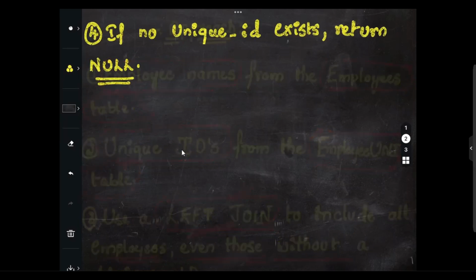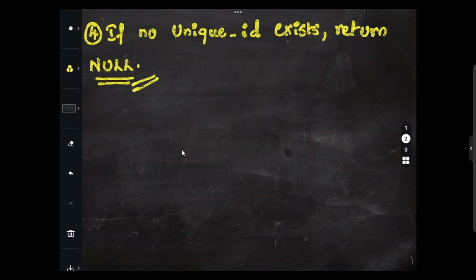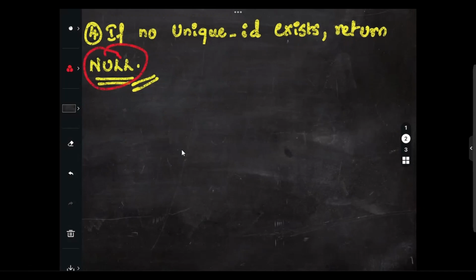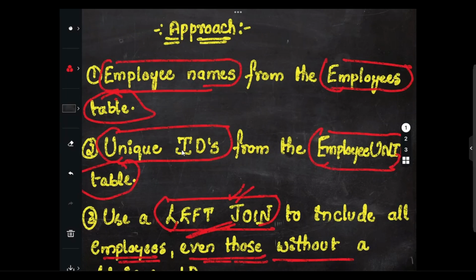So let's come to the final step here. This is important. If no unique ID exists, then we have to return null. They have clearly mentioned this in the question, and we have discussed this multiple times. I hope this is completely clear. This is the approach that we will be going with, and I hope the approach is completely clear.